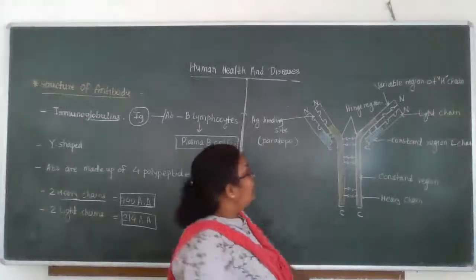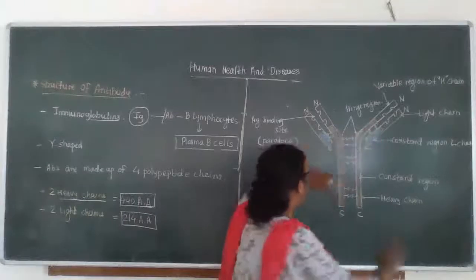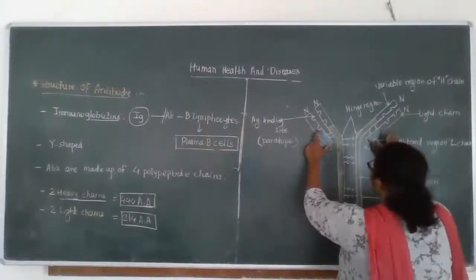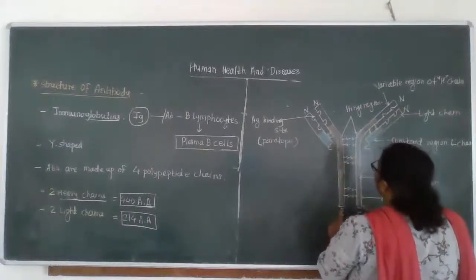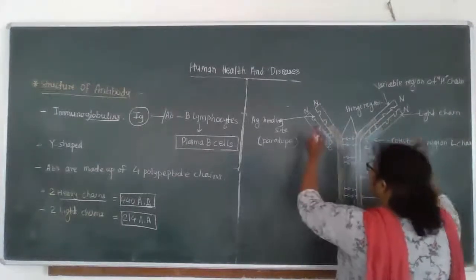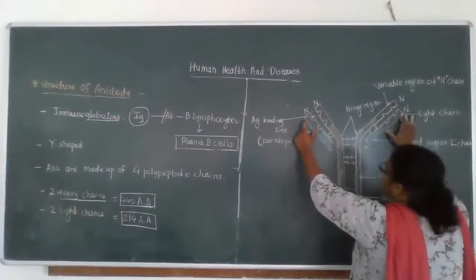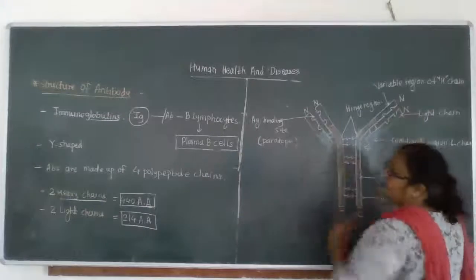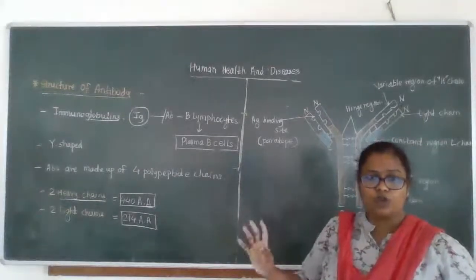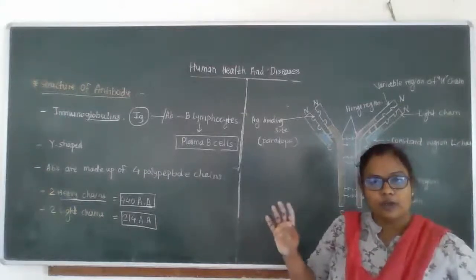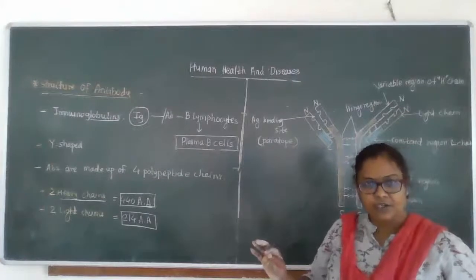Clear everyone? Both the heavy chain as well as the light chain have a constant region. This is the constant region of the light chain, and this is the constant region of a heavy chain. Both the heavy as well as light chain have the variable region. Clear everyone? First sentence, it is also called immunoglobulins. Antibodies are also called immunoglobulins. These are produced by the plasma cells.